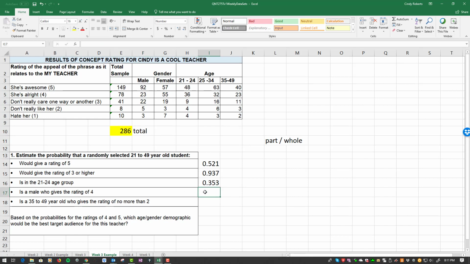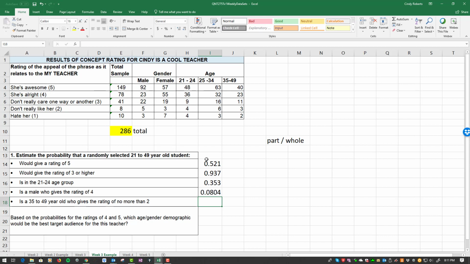All right, what about a male who gives the rating of 4? So is a male and they give the rating of 4. Male rating 4 would be 23, and then once again, out of the total.